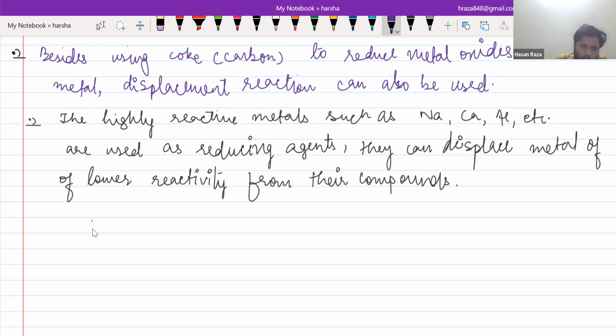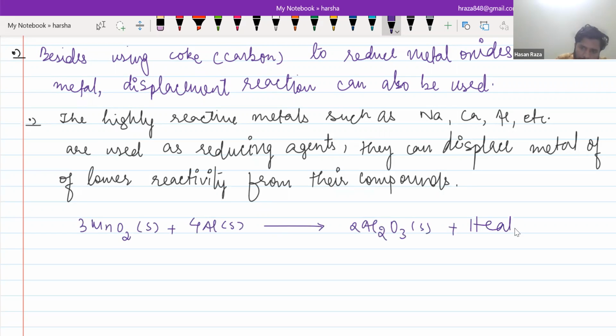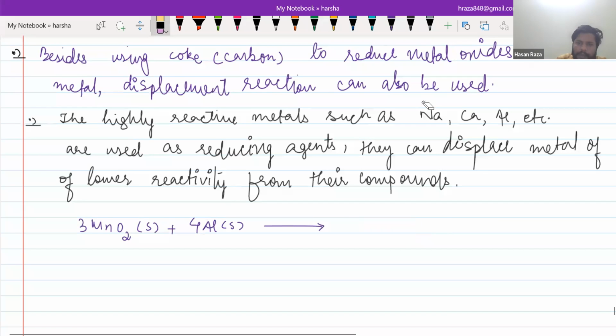So first of all, if you have MnO2, manganese dioxide, that is reacting with aluminum. As we know, aluminum is a very highly reactive metal. So aluminum will take oxygen from manganese. So it will be 2Al2O3 in solid plus, and this manganese will be refined. So there will be only 3 Mn that will be in liquid state.